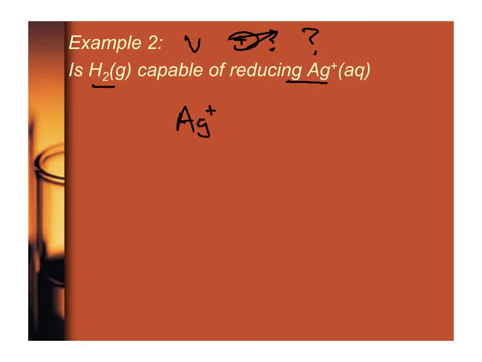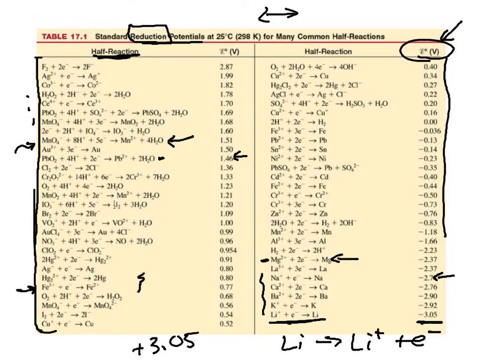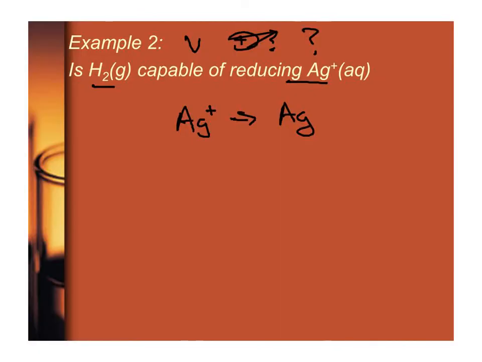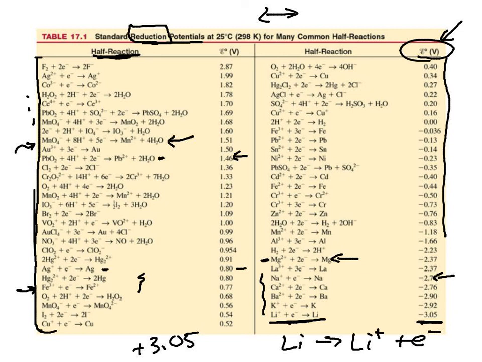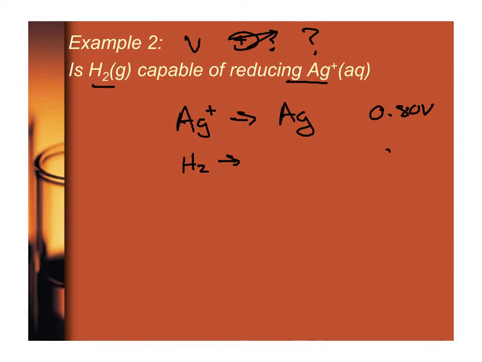So Ag positive, if it's going to reduce, it can only reduce to just regular silver. So what is the voltage of Ag positive to Ag? So I go back to my table here. Silver, silver, silver. He's right here. Ag positive to Ag, that's 0.80 volts. And then I have hydrogen, and it's going to turn into what? Hydrogen is considered essentially the standard, because hydrogen is the 0 voltage here. So you can actually go either direction. It's 0 volts. That's kind of the basis of the system: it starts at 0, with the hydrogen.